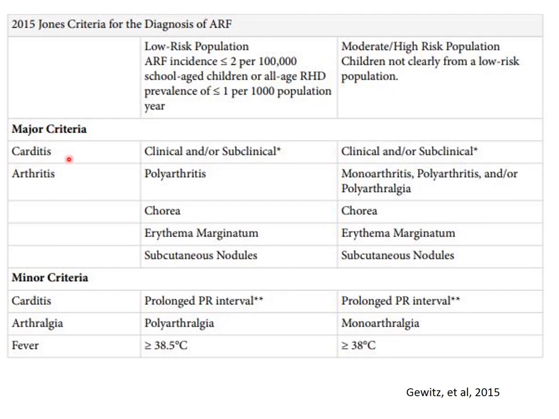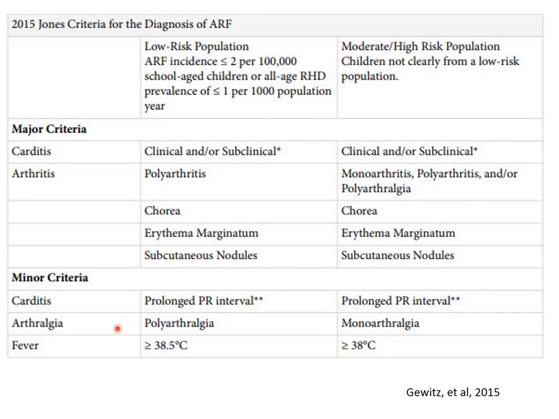So we can see that the major criteria are pretty much the same in carditis. The clinical and subclinical carditis are both important in both risk populations. And as you know, subclinical carditis is diagnosed by echocardiography, and we are going to be dealing with that shortly. Arthritis, polyarthritis in the low-risk population has not changed. Monoarthritis, polyarthritis, and or polyarthralgia now are a major criteria in the high-risk population. The other major criteria are the same.